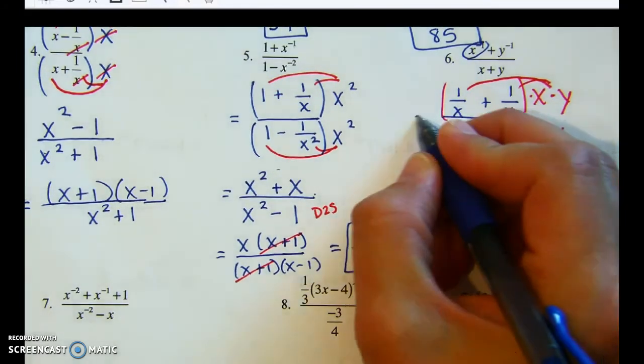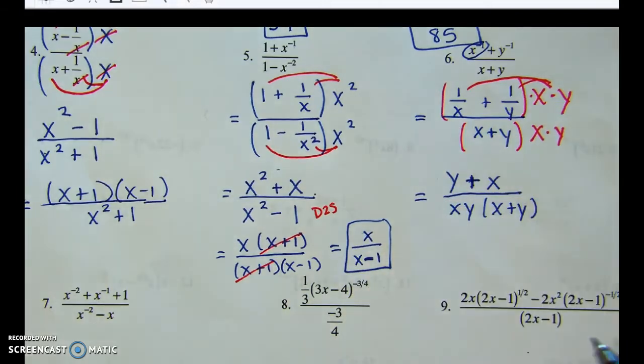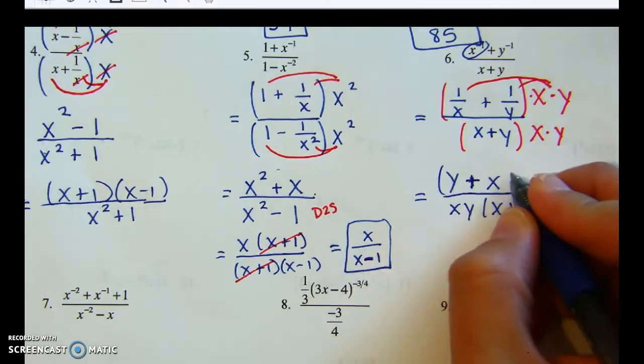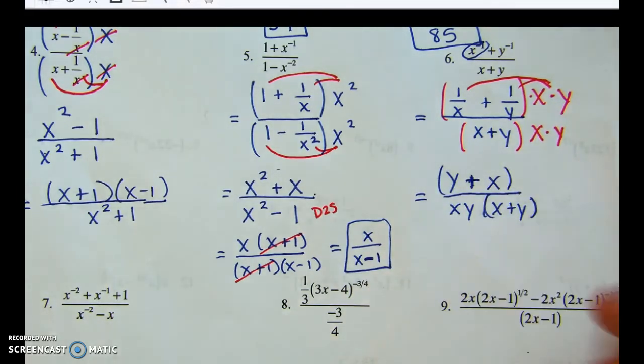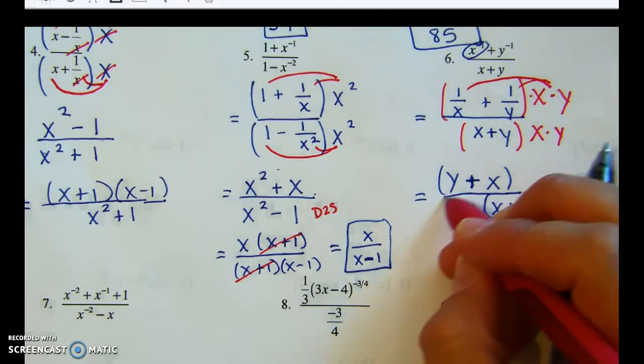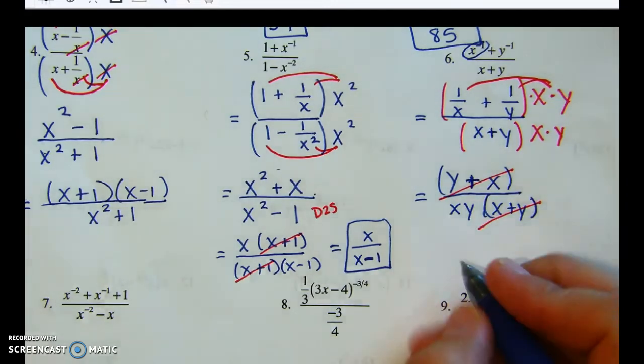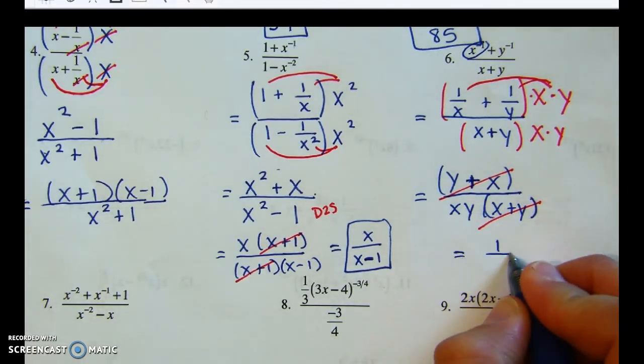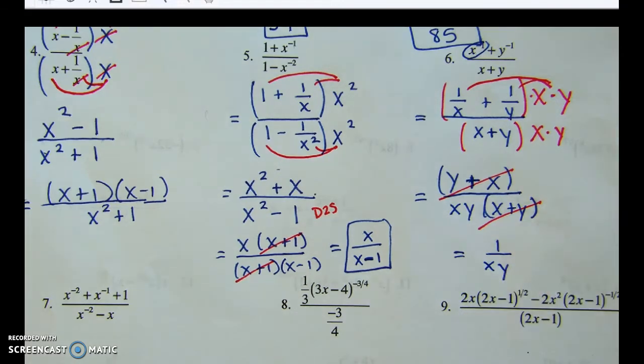Do we have a common factor in the numerator and denominator here? I see y plus x and x plus y. Are those the same? Final answer, 1 over xy.